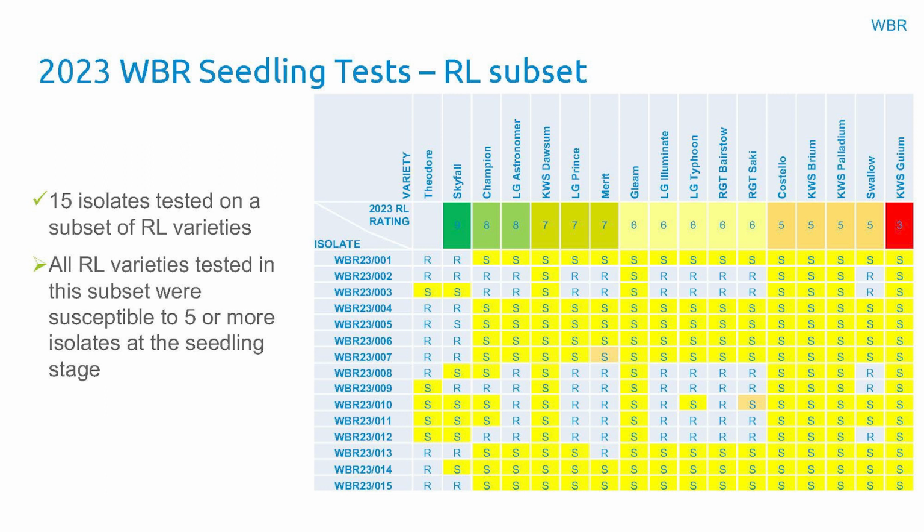In this screen, all RL varieties tested were susceptible to 5 or more isolates at the seedling stage. So most varieties on the recommended list, or all varieties on the recommended list, are susceptible at seedling stage to brown rust.